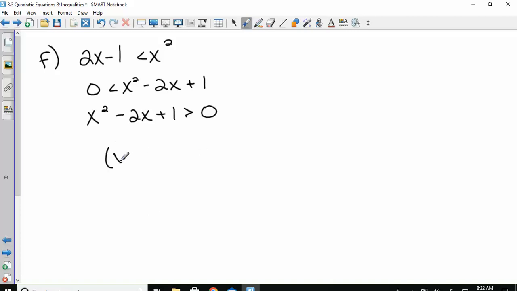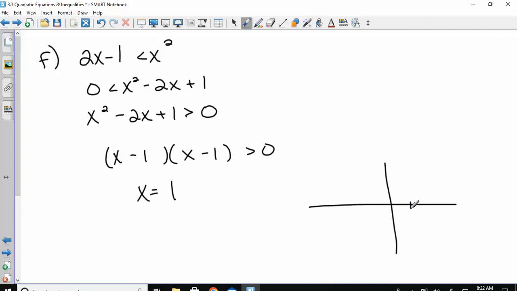Yes. Okay, what multiplies to 1 and adds to -2? X minus 1 squared. So we only get one for our answer, because it bounces.